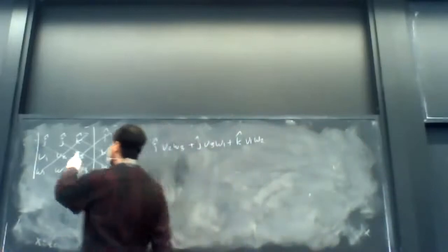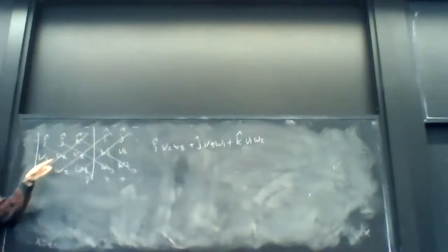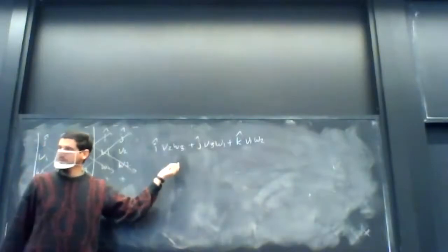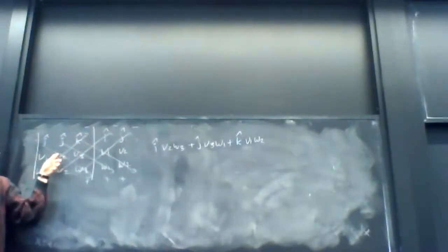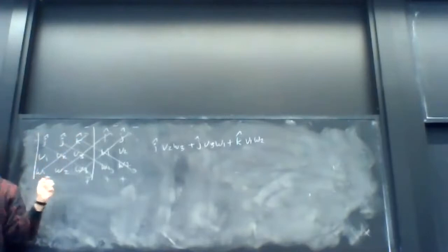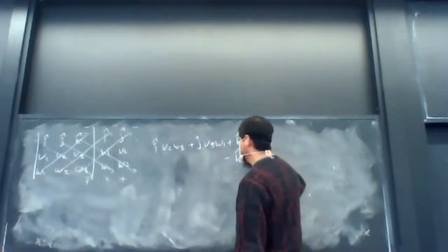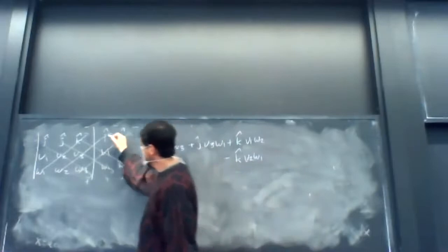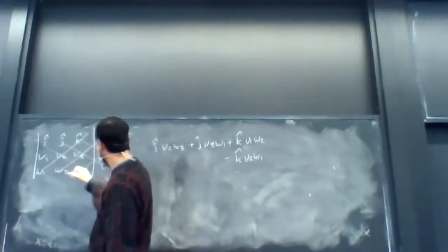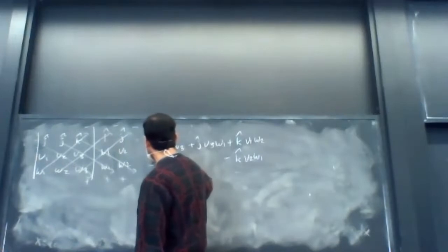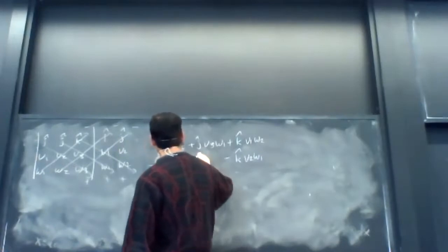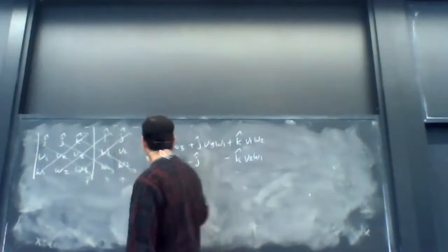Now, for the next one, we have negative k hat v2, w1. Where should I write that under? Should I write it under the i hat term? Where should I write the k hat v2, w1 term? Under the k hat. So we'll write a minus k hat. So I'm always going to write v first, v2, w1. The next one will be minus i hat v3, w2. I'll write it over here. Minus i hat v3, w2. And the last will be minus j hat v1, w3.